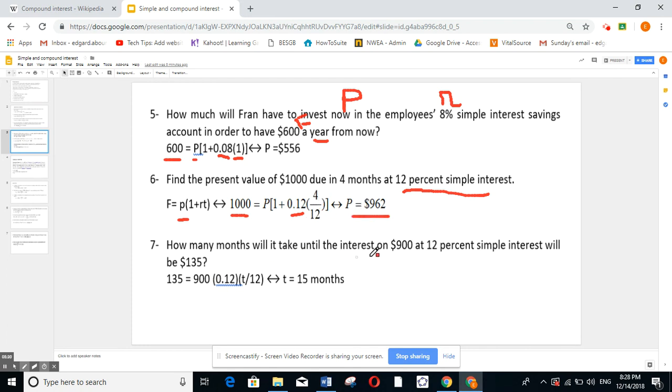How many months will it take for the interest on $900 to be 135? So I equals PRT, where I is the interest. P is 900, and the interest rate is 12%. How many months? I do T over 12, and you're going to get 15 months.